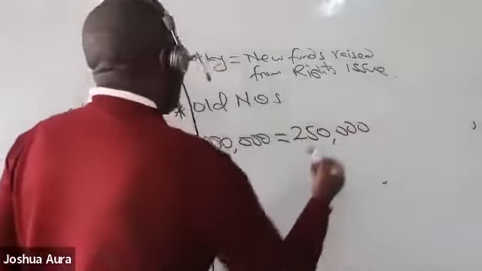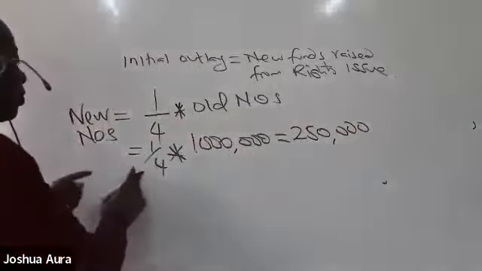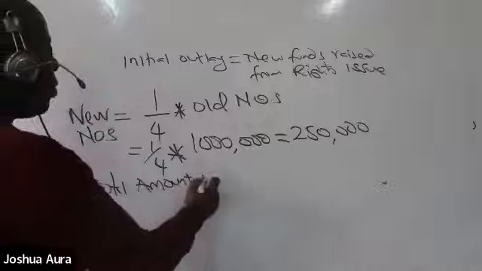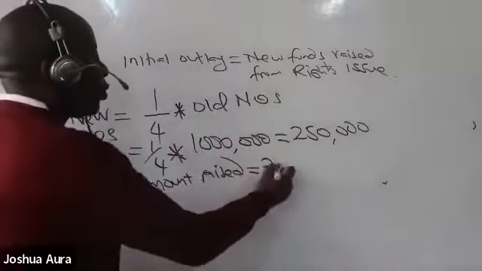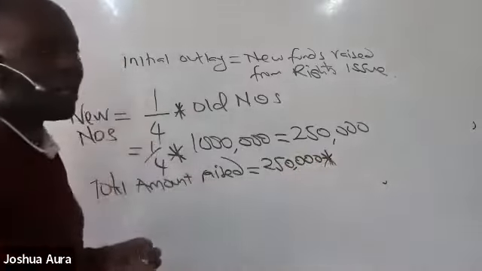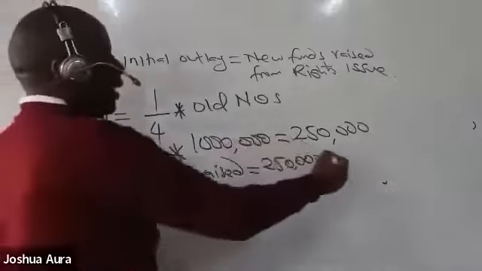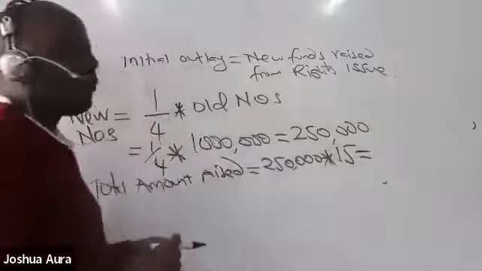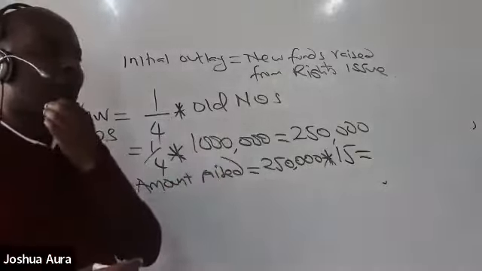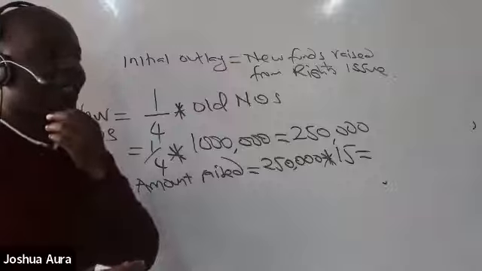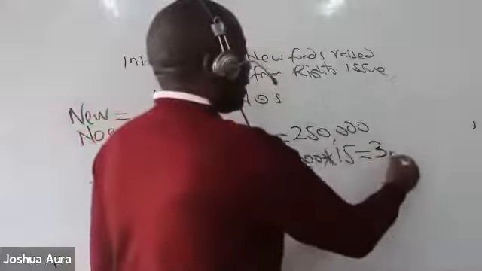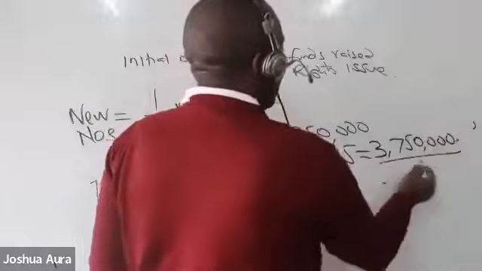250,000. And then these guys, ladies and gentlemen, who are giving us this money, for me to get the total amount raised, I will take the 250,000 new shares under the rights. And we know that these guys are giving us 15 per share. So please give us the total amount raised. 3,750,000.